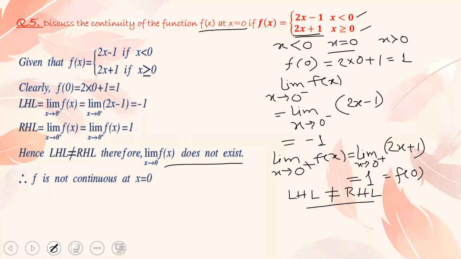So check the case of ordinary discontinuity. So x equals to 0 is not continuous. So from here I can say, since the limit does not exist but the functional value exists, so this is the ordinary discontinuity.